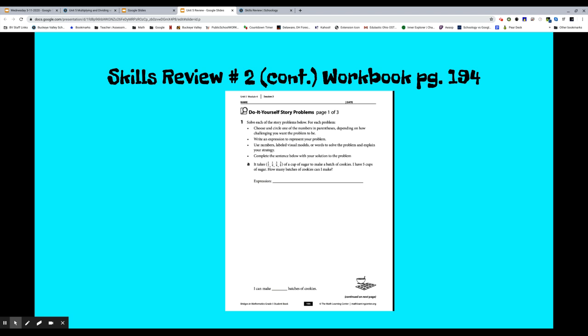You can use numbers, labeled visual models, or words to solve the problem and explain your strategy. So if you just use numbers, those numbers should explain how you went about solving the problem. If you use visual models, those pictures should explain how you went about solving the problem. And I encourage you to draw pictures, and I'm not talking about like models in our grids. I'm talking about what's happening in the problem. If you draw a picture about what's happening in the problem, I guarantee you it'll make more sense. Okay, and then you are going to complete the sentence below with your solution to the problem.